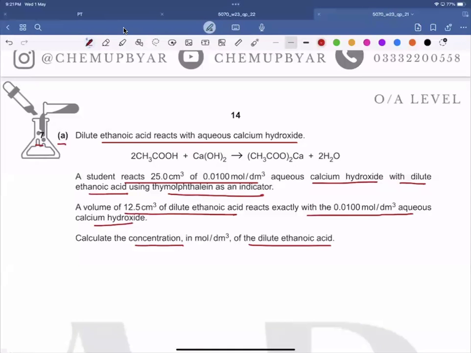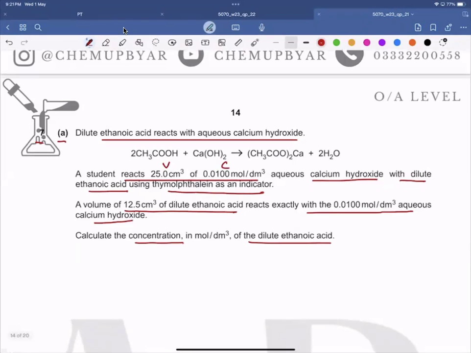Okay, if you see, they have given you the volume and concentration both of calcium hydroxide, and they have given you the volume of ethanoic acid and are asking you to calculate the concentration of dilute ethanoic acid.